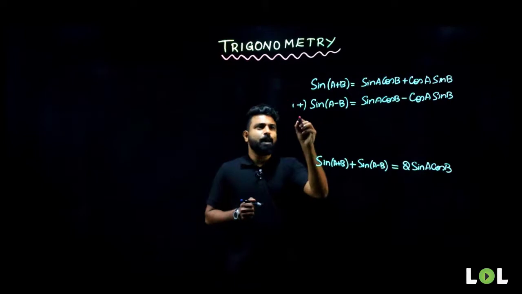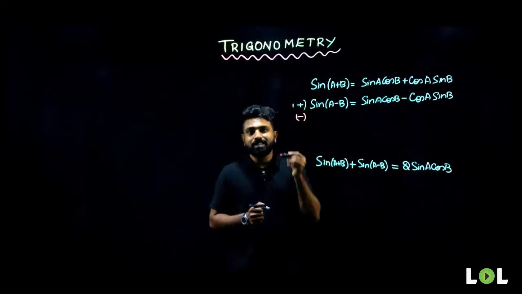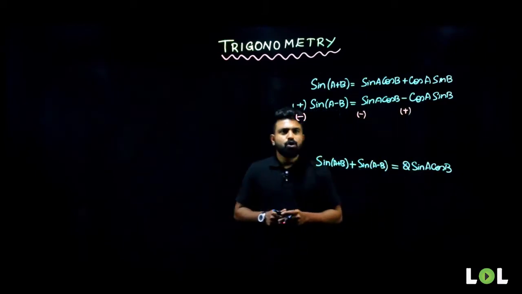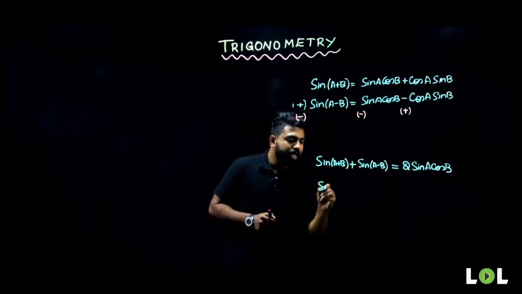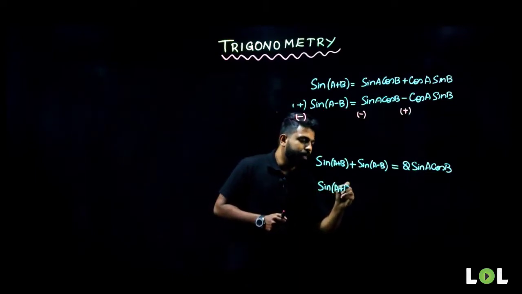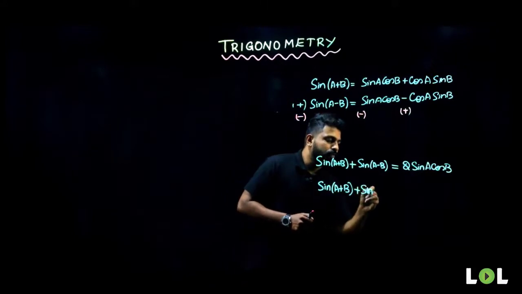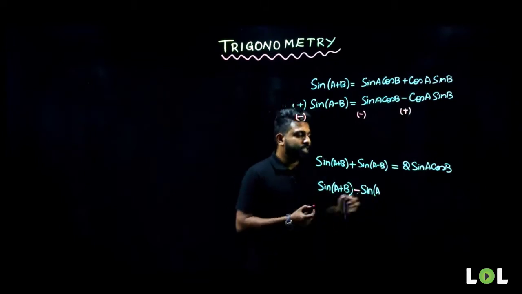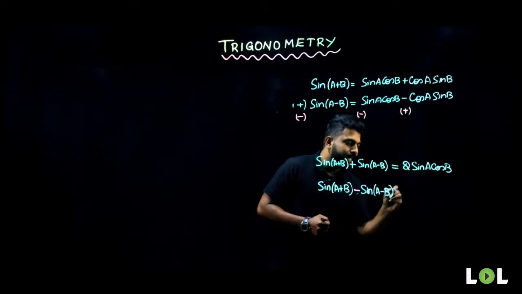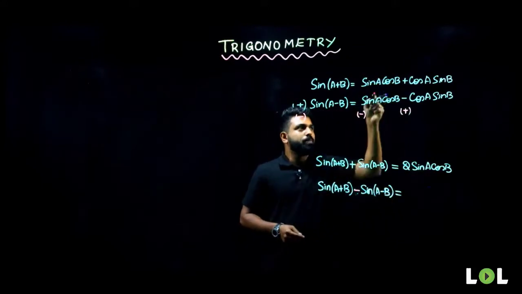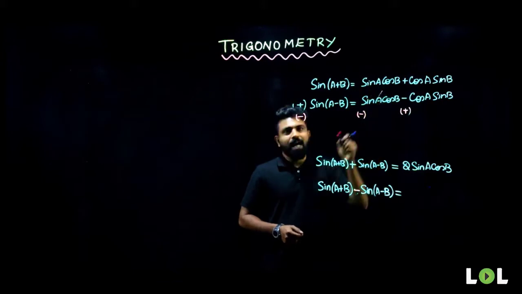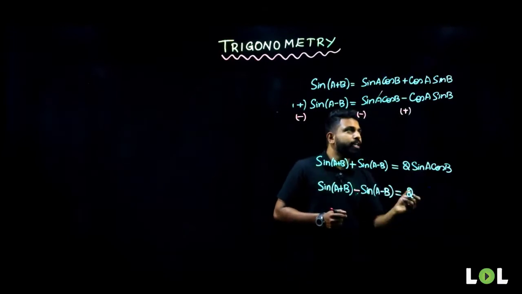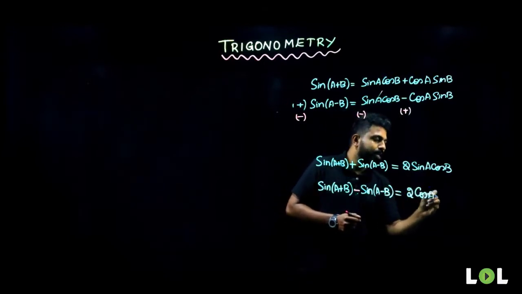Similarly, now what if I subtract these two instead of addition? The sign changes throughout. This will be negative and this will become positive here. So it is subtraction now: sin of A plus B minus sin of A minus B, and that will be equal to, look at this, sin A cos B and minus sin A cos B gets cancelled. So here now we have both positive terms. So we'll be left out with 2 into cos A sin B.